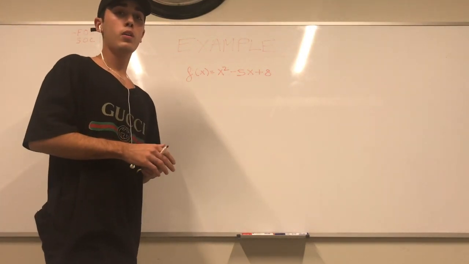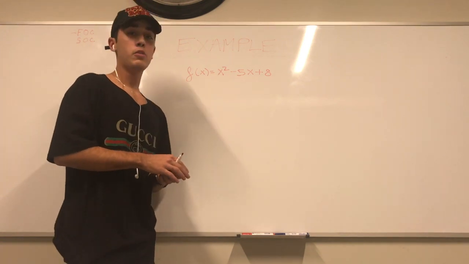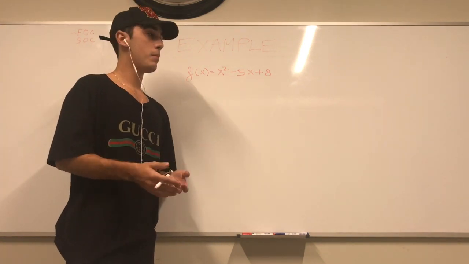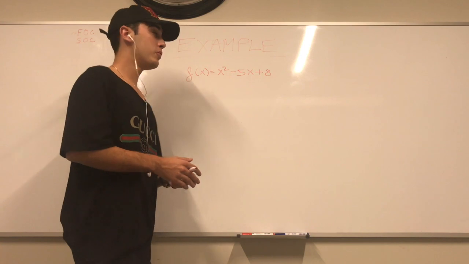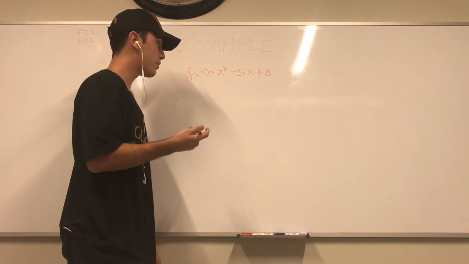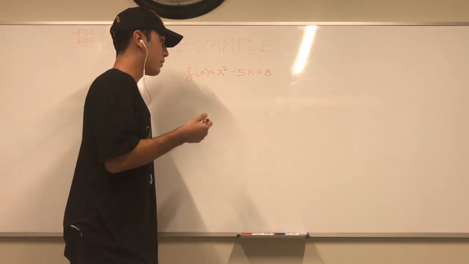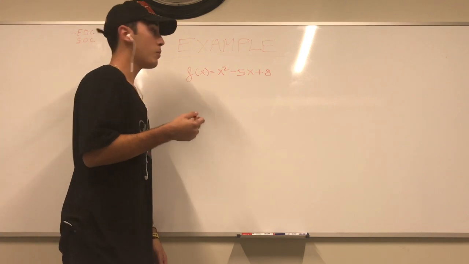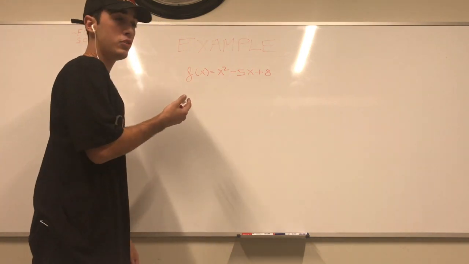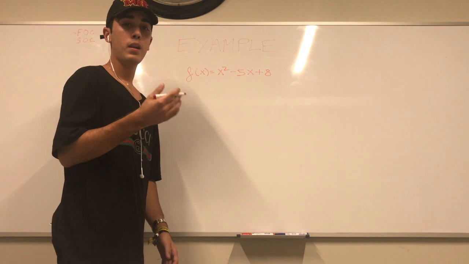Hello, now I'm going to walk you through a full example in order to find the local maximum or local minimum of a given function. Suppose that we have this function, which is f of x equals x squared minus 5x plus 8. First, we will have to do the first order condition in order to find the critical value of x.